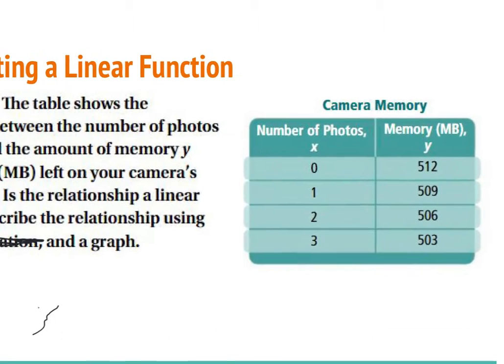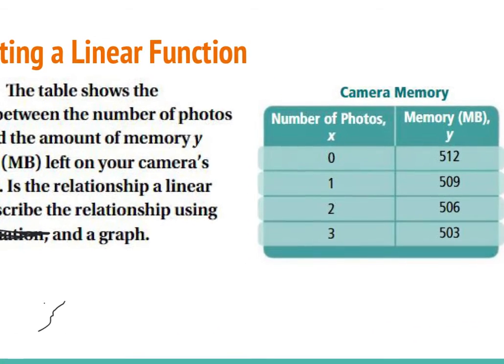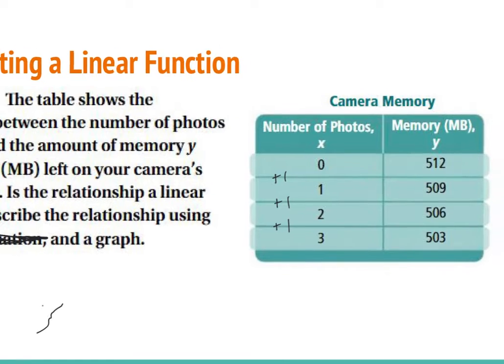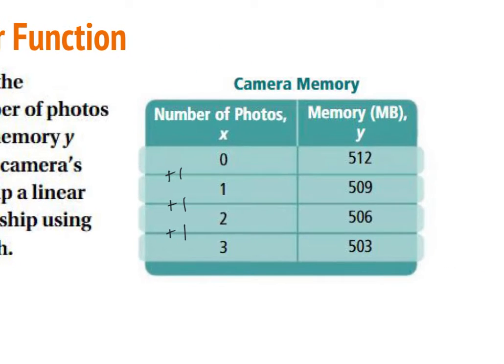So let's take a look first at the x, the number of photos. I notice it's going up by 1 each time. It goes from 0 to 1, from 1 to 2, and then from 2 to 3. So it goes up by 1 each time. Now on the right, the y column, that one's going down by 3 each time. Okay, it goes from 512 to 509. Then from 509 to 506, from 506 to 503, so on and so forth, okay?